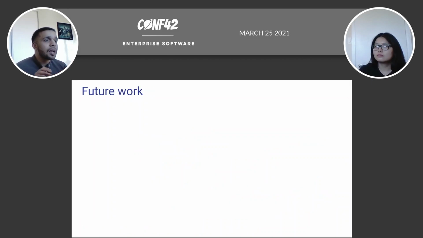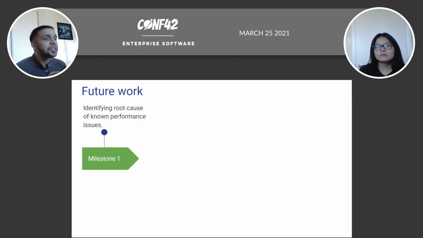Now that we have summarized the triage process for the previously discussed performance issues, let's talk a bit about the current work that we have done so far, followed by the future work that we have planned. So right now, we have summarized all the performance issues that we have encountered, identified root causes for them, and also documented the process of root causing them.